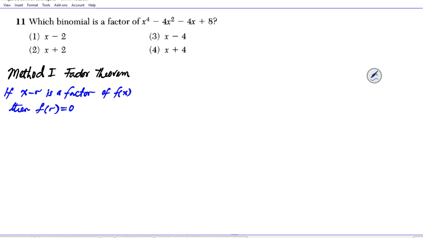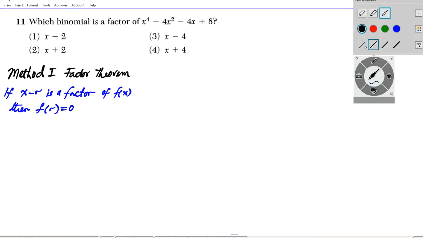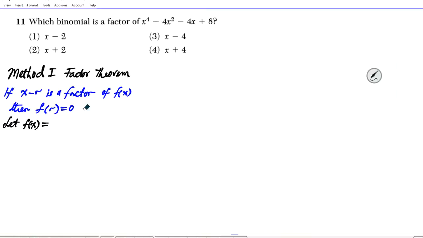Now, in this particular problem, let's identify our f of x. Our f of x is the dividend, this function right here. So let f of x be the dividend, x to the fourth minus 4x squared minus 4x plus 8. Now what we're going to be doing is finding the zeros of these options and plugging them into this function. Whichever generates an output value of 0, that is the factor. So let's go ahead and test the first one.